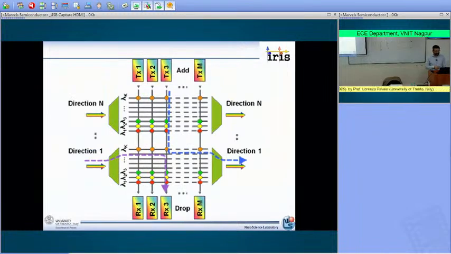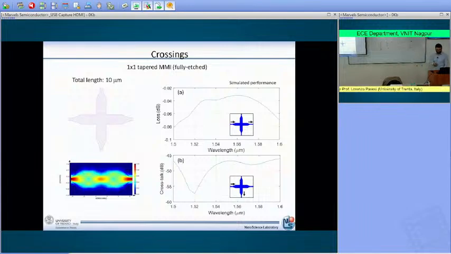Then another function that should be optimized, quite carefully optimized, is the crossing. You see in the matrix how many crosses we have, 100 of those crossing. Consider that each cross could have a loss of 1 dB. It means that on the circuit we will have 100 dB of loss, which is unacceptable. And therefore, one has to carefully design the crossing. So crossings are very important in photonic circuits.